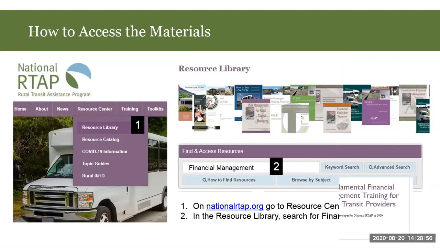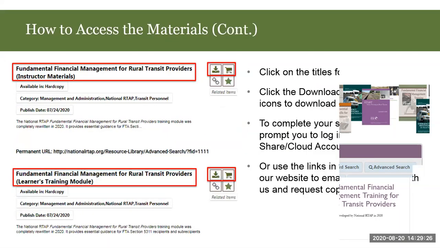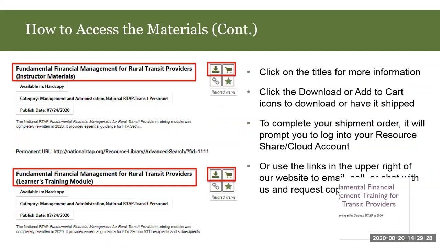So when you are on the National RTAP main page, it's pretty easy to get to. If you go to the top ribbon banner and hover over Resource Center, then click on Resource Library, that will take you to the Resource Library page where you can search for any of the materials and resources that RTAP has. Once you type financial management into the Find and Access Resources blank and click Search, that will take you to the page results with either the learner's guide or the instructor materials packages. This is what that section of the page will look like. So you can see those there.